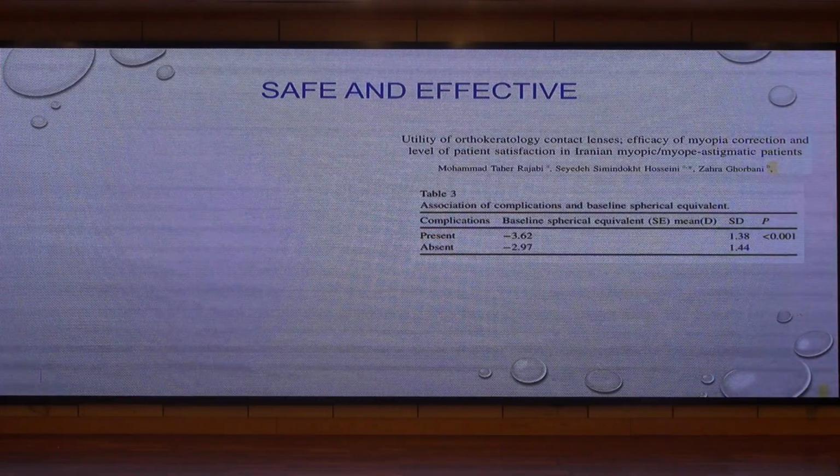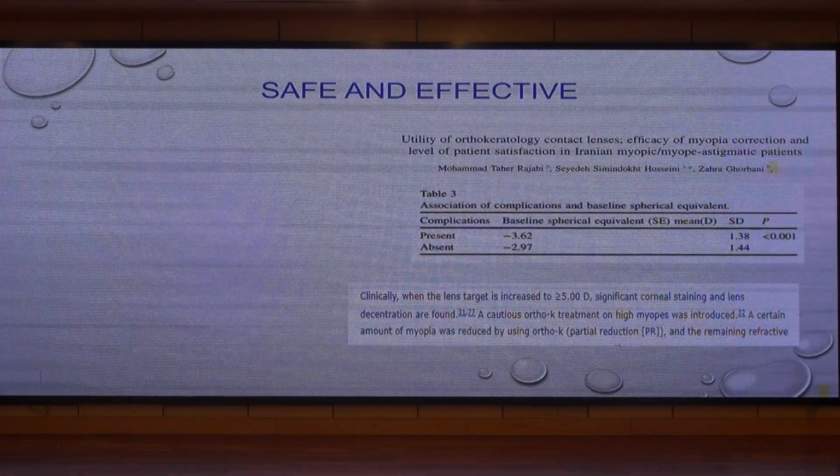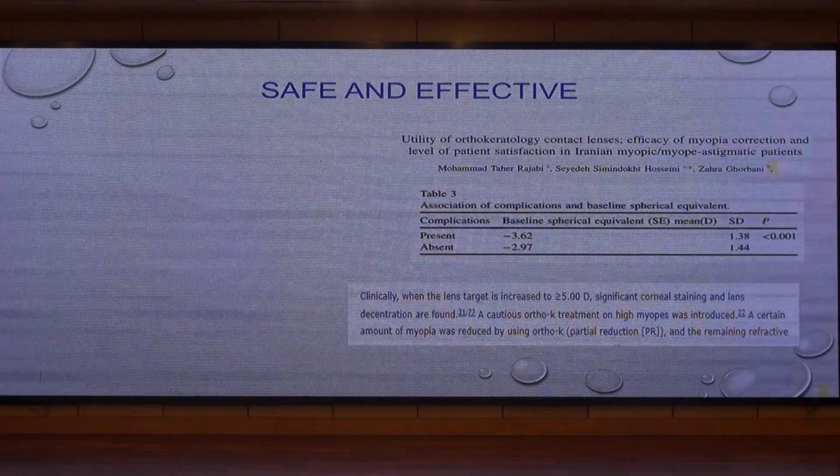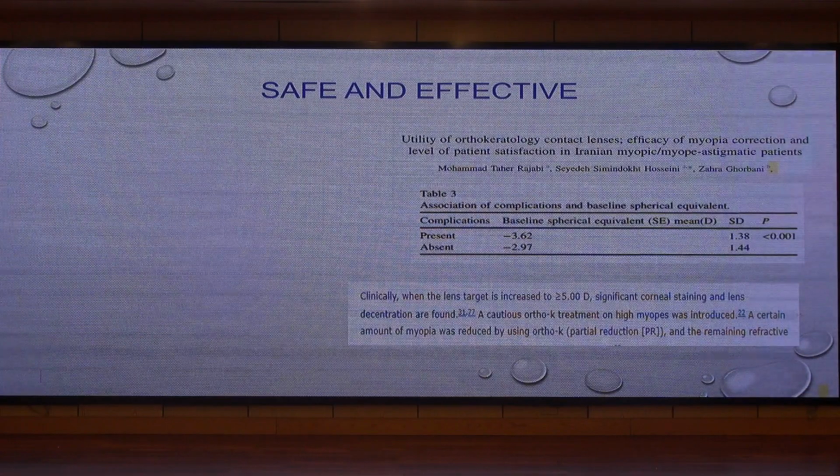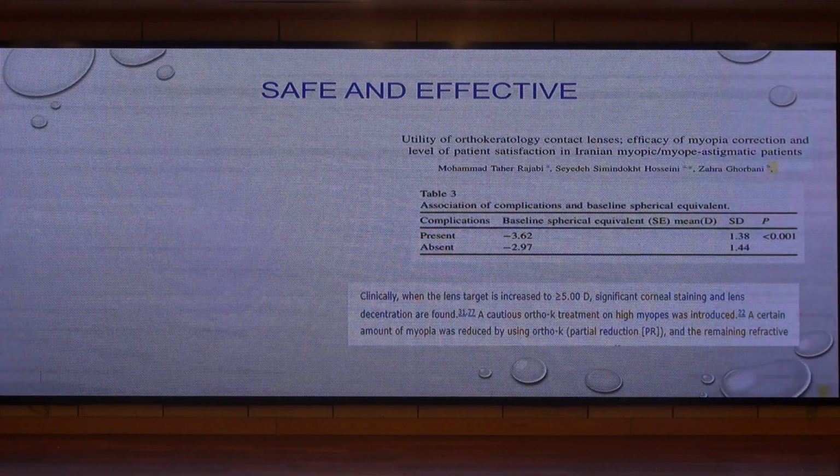High baseline myopia. Higher baseline myopia was reported to be positively associated with the level of staining.